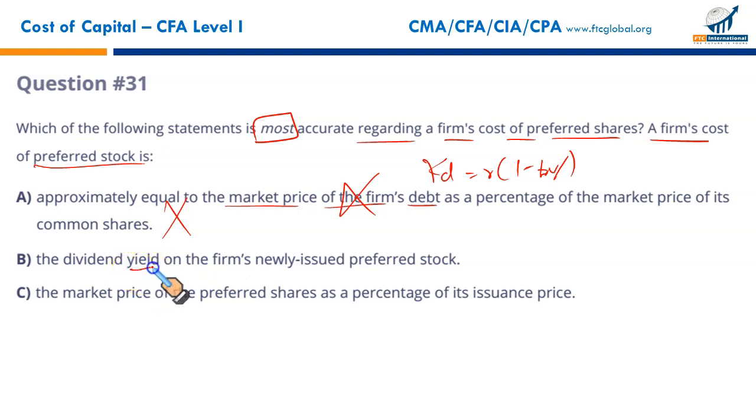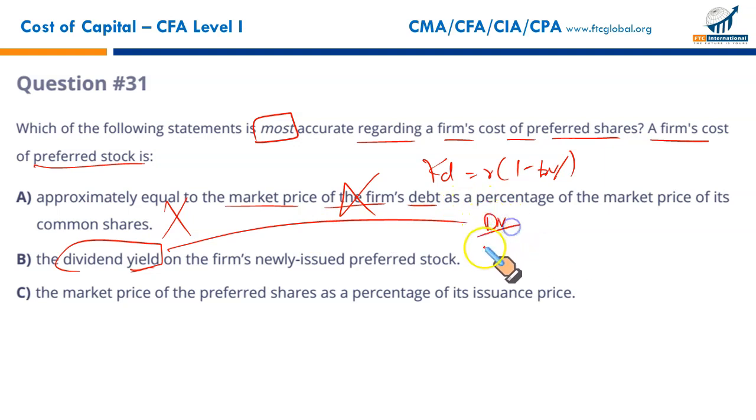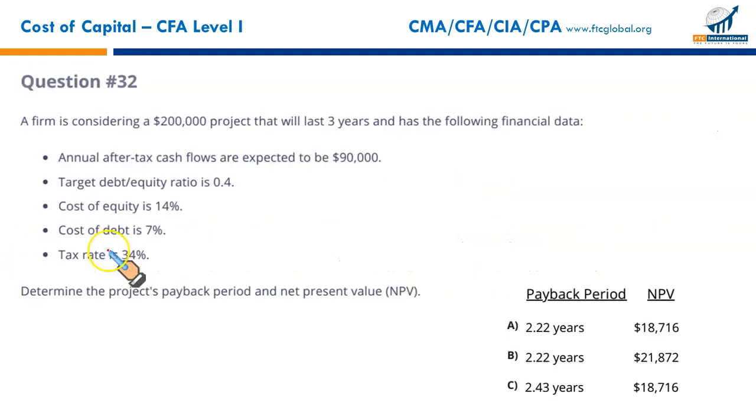The dividend yield, what is dividend yield only? Just forget about what the statement is. Dividend yield is the dividend upon market price, whether it is preferred stock or common stock. So dividend yield is dividend upon market price. This is the cost of preferred stock. He's just tested the formula. So dividend yield on the firm's newly issued preferred stock, dividend upon market price. Perfect. Need to look no further. B is the right answer.